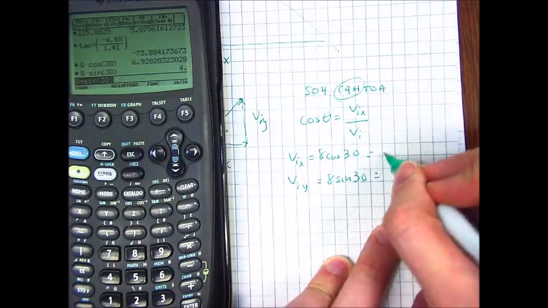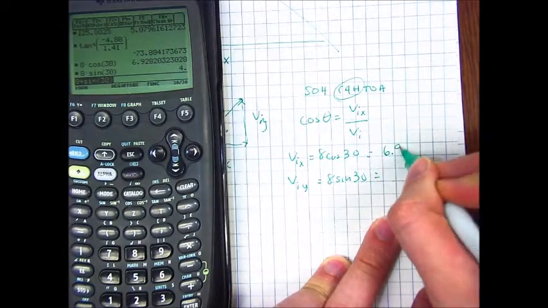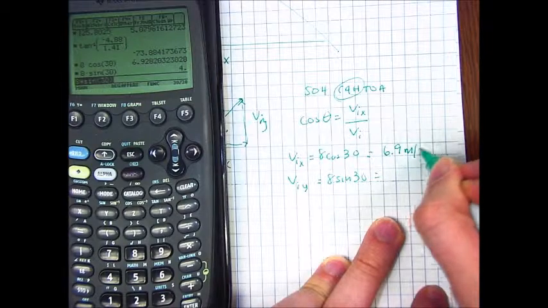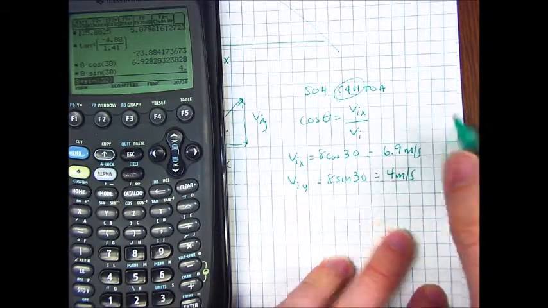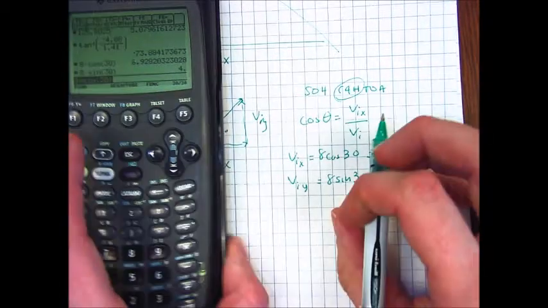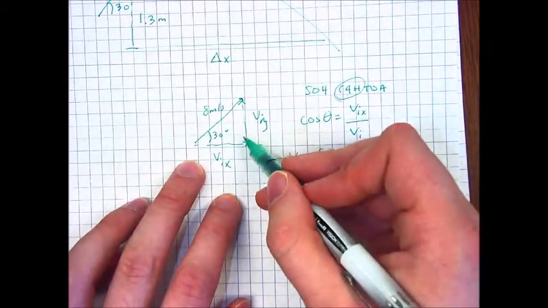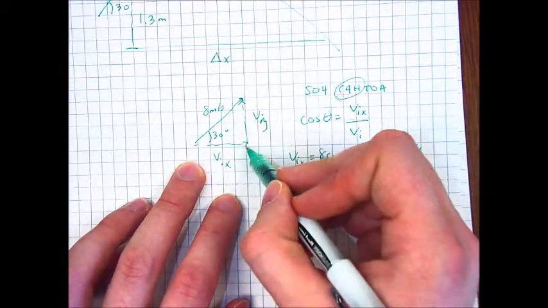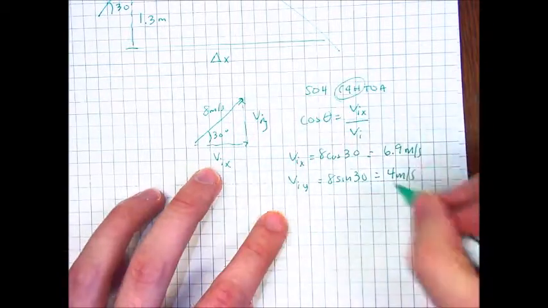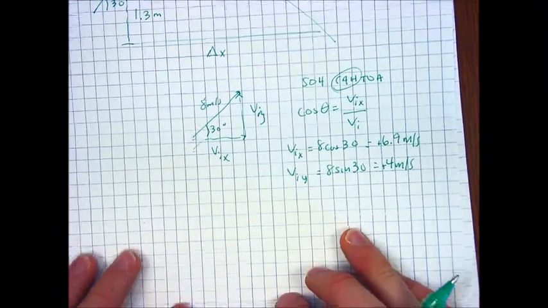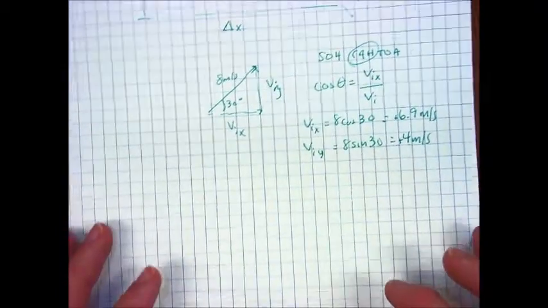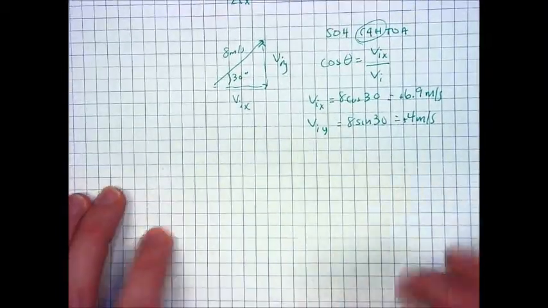So my x is 6.9 meters per second, and my y is 4 meters per second. Now your next step is to check, is this positive or negative? If you look here, you remember, positive is to the right, positive up, so they're both positive. I'll write a little plus sign so you remember. So now that's all the new stuff. Now we just go back to doing our projectile motion problems.